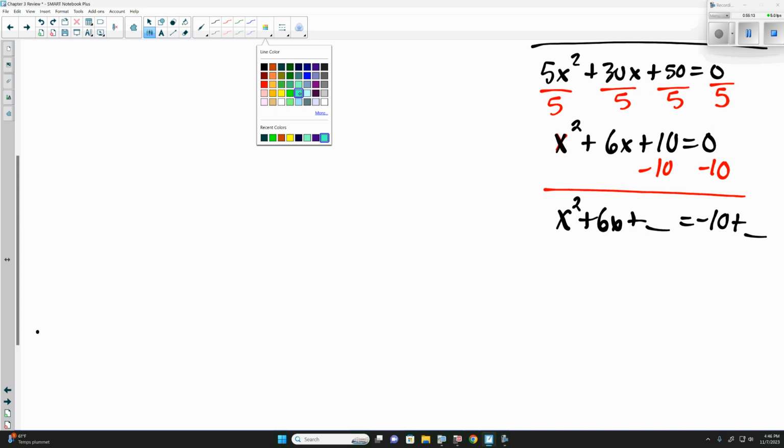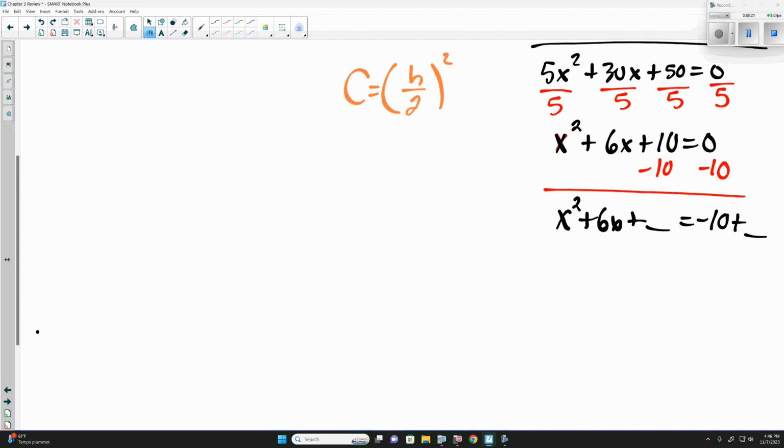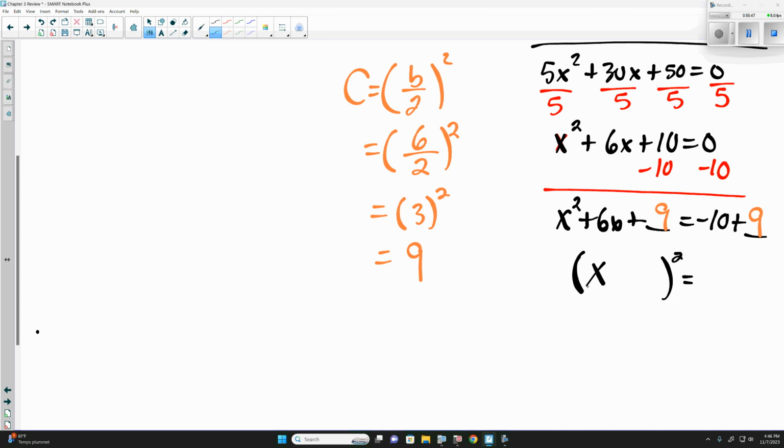Let's go with this color. Now we need to find the value of C to make this a perfect square trinomial. And once we find the value of C, we plug it back in. Well, C is equal to B over 2 squared. Our value of B in this case is positive 6. 6 divided by 2 is 3. 3 squared is 9. Now, it's not always going to be 9. It just worked out this way that they were both 9. But that works. Now that we plugged it in, we can move to the last step, which is factoring it.